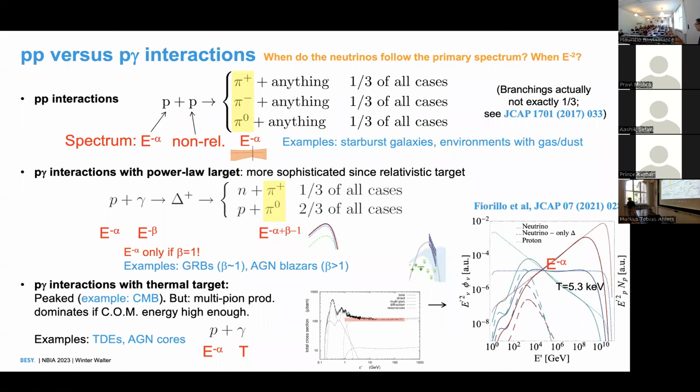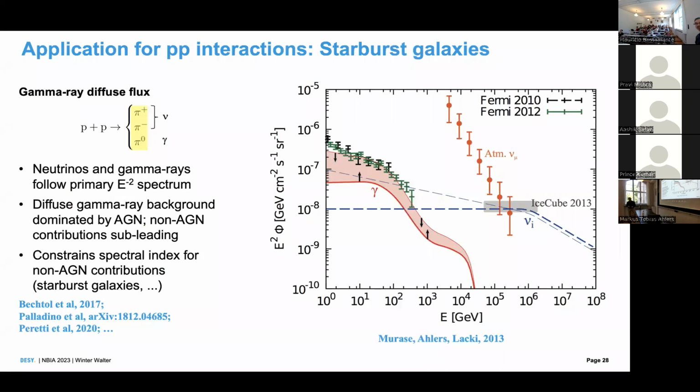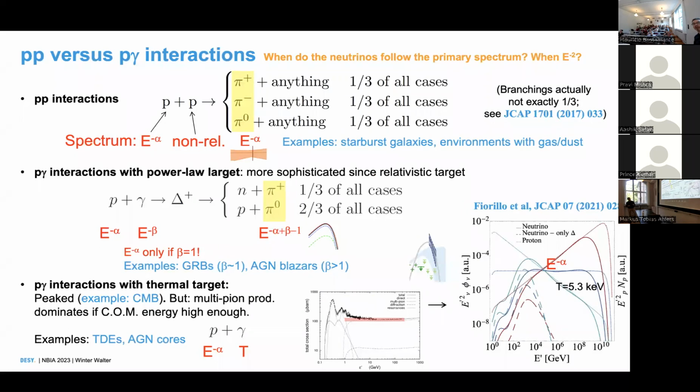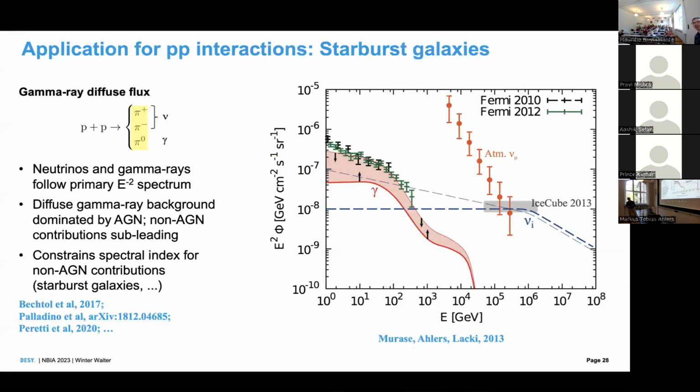So in general, if you wanted to discuss neutrino spectra and the spectral shapes, you have these 3 cases, I think, which are the main cases. It's still not the complete story, but I will come back to that in one slide. I just wanted to show you one application of these pp interactions here as an intermediate point.